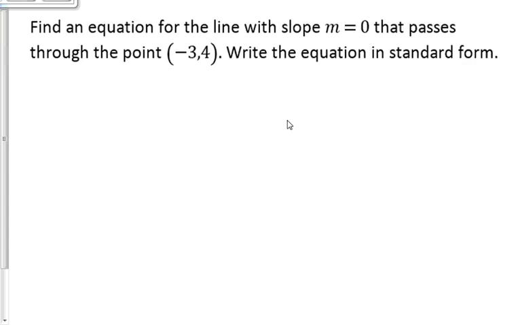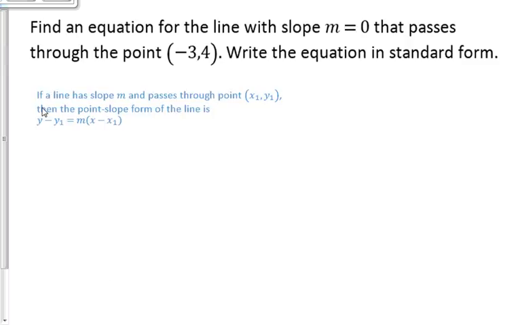All right? I'm going to use this form anyway. If a line has slope m and passes through point x1, y1, this is the point slope form. I'm going to use this to come up with the equation. If you have a little intuition, you'll remember that when a line is horizontal, all that you're really given in the equation is what y has to equal. So we should expect this to be the equation y equals 4. Let's see if it pans out.